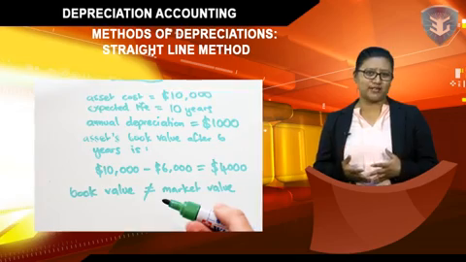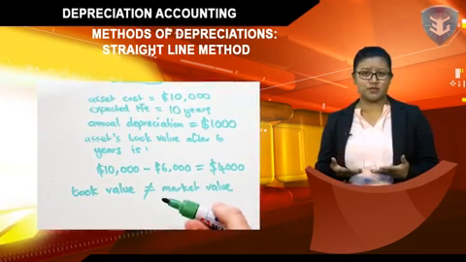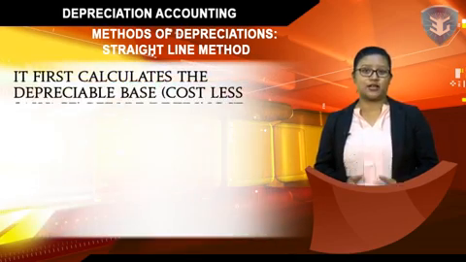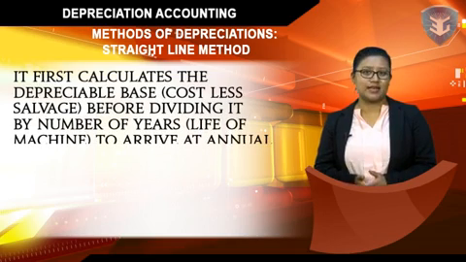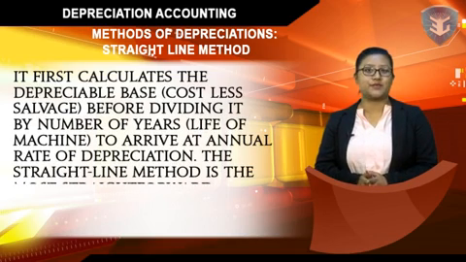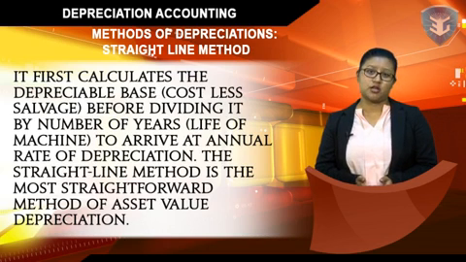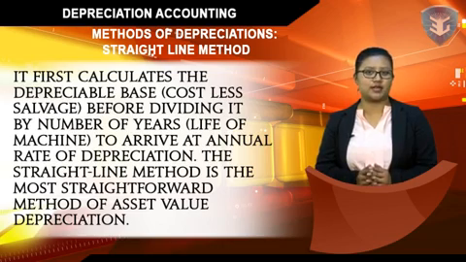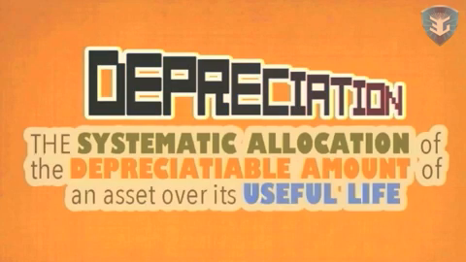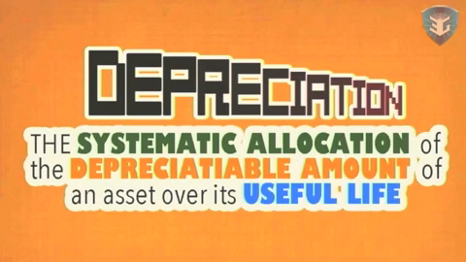Useful life of an oil extraction company may, for example, be the estimated oil reserves. It first calculates the depreciable base, cost less salvage, before dividing it by number of years, life of machine, to arrive at annual rate of depreciation. The straight line method is the most straightforward method of asset value depreciation. Depreciation is the systematic allocation of depreciable amount of an asset over its useful life.